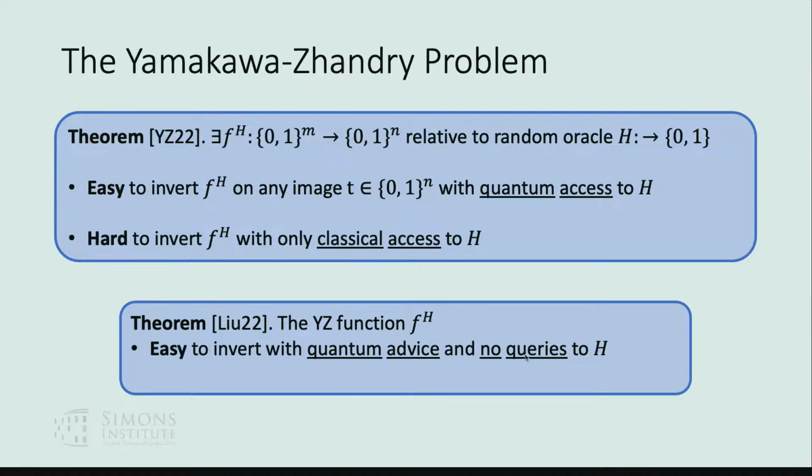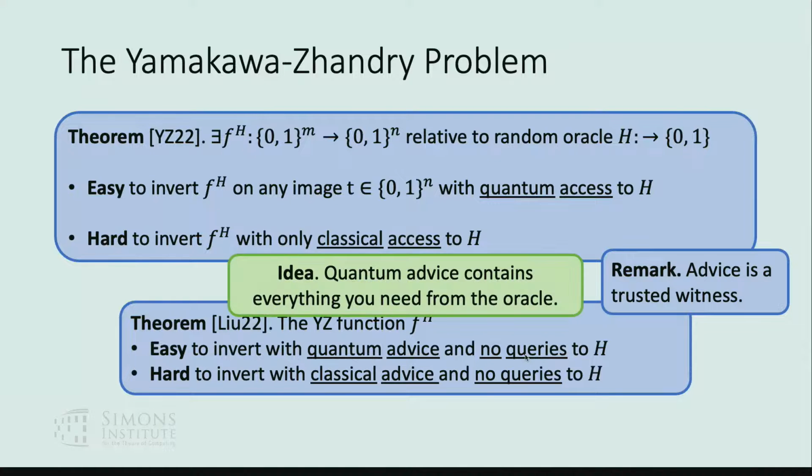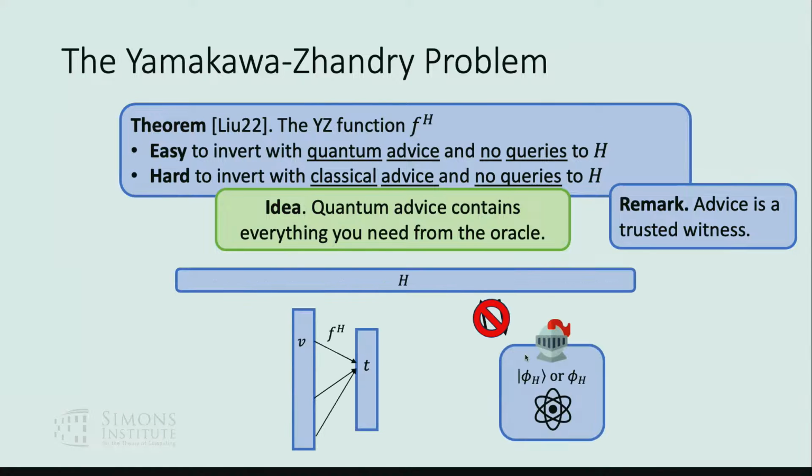So Chiu-Peng then realized that actually you don't even need access to H. The access that you need is very limited. You actually only need some state, which we call an advice. What he showed is that, again, you don't need any queries here. If I give you a quantum state that depends on H, you can still invert. If I only give you a classical bit string, no matter how it depends on H, you cannot invert.